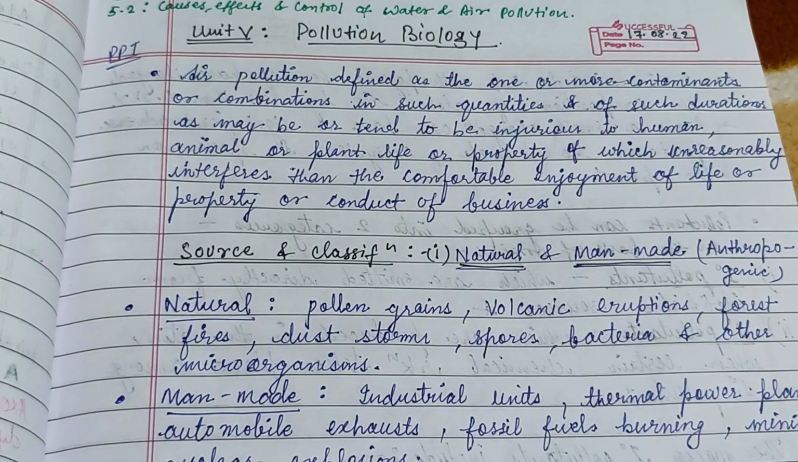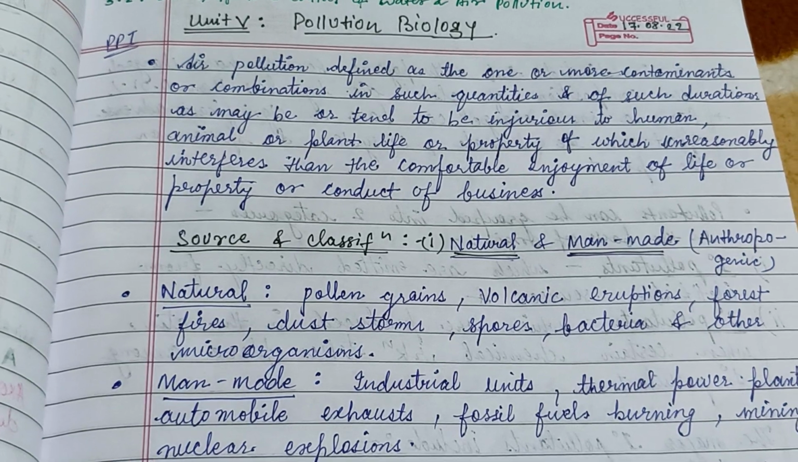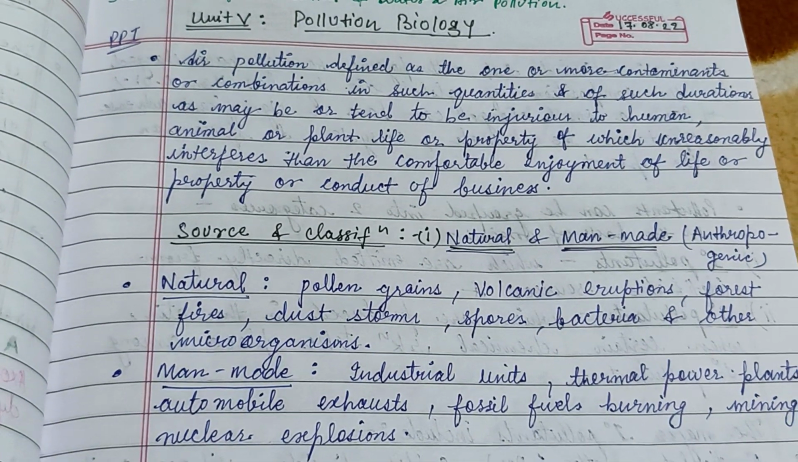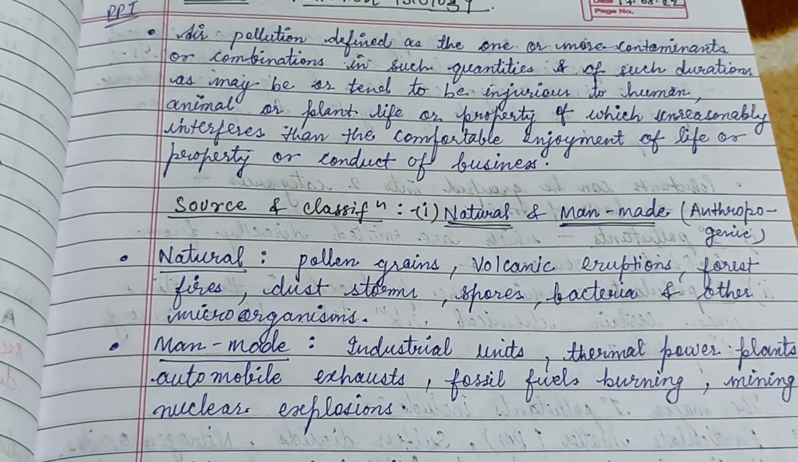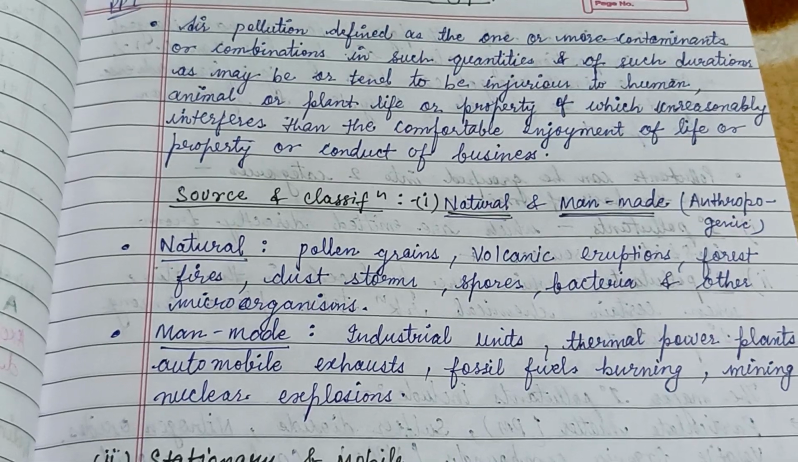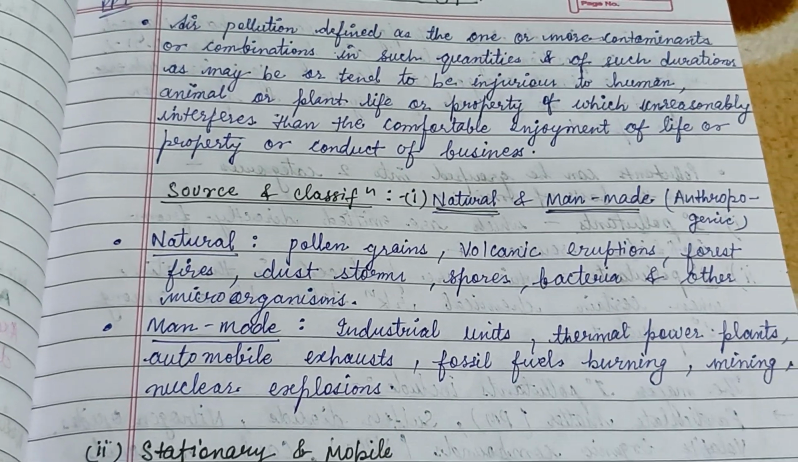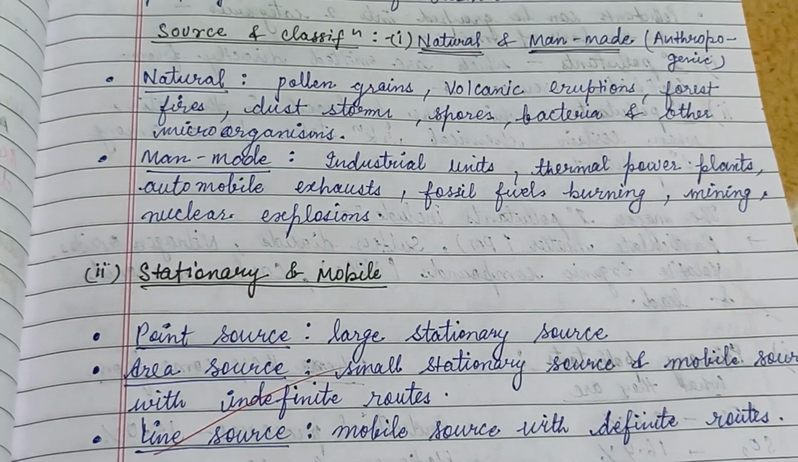Hi friends, today's video is about pollution biology, which includes pollutants, their sources, and classification. Pollution is defined as any undesirable substances present in the air or any environment that tend to produce many hazardous conditions. Sources and classification may be natural and anthropogenic.